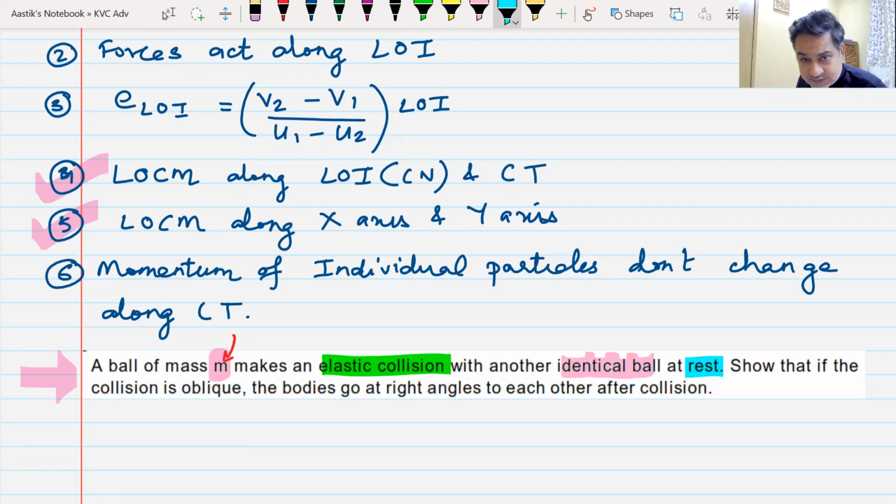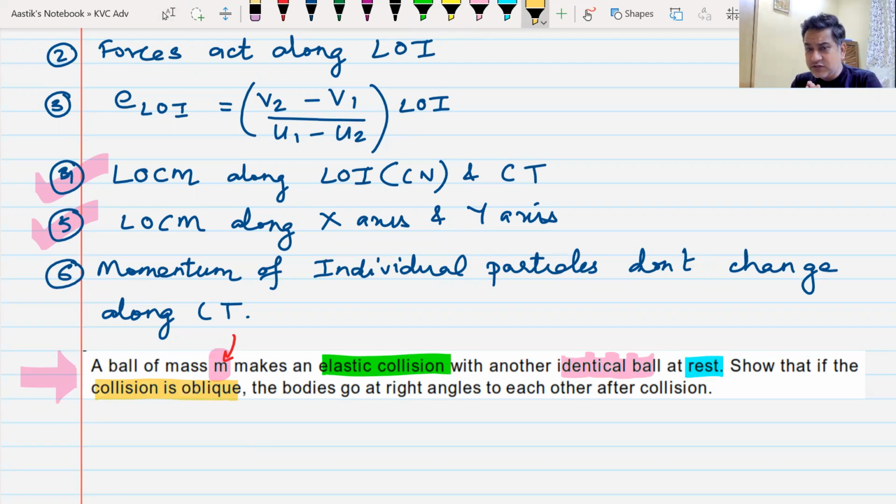So there are four things that have happened here. Number one, both the balls have the same mass. Number two, one of the balls is at rest. Number three, the collision is elastic. Number four, the collision is oblique.